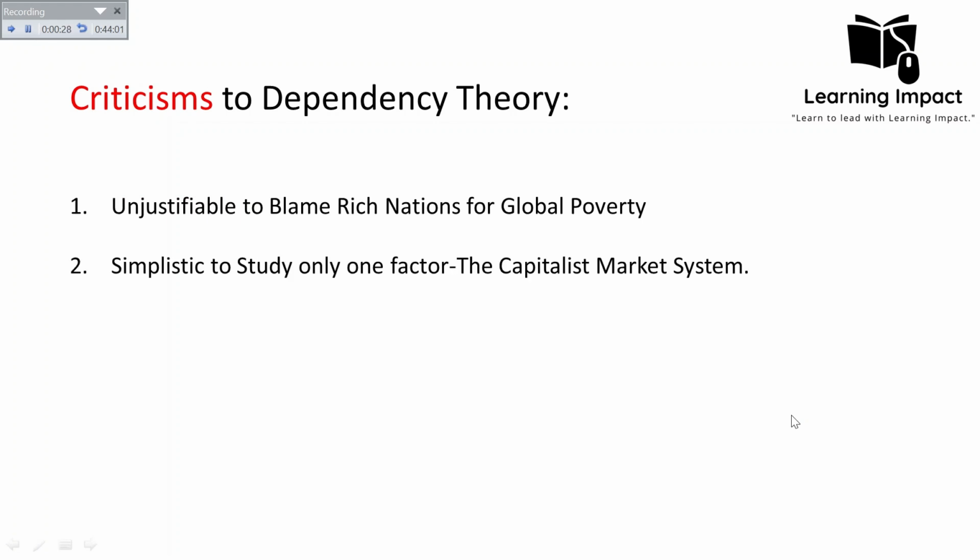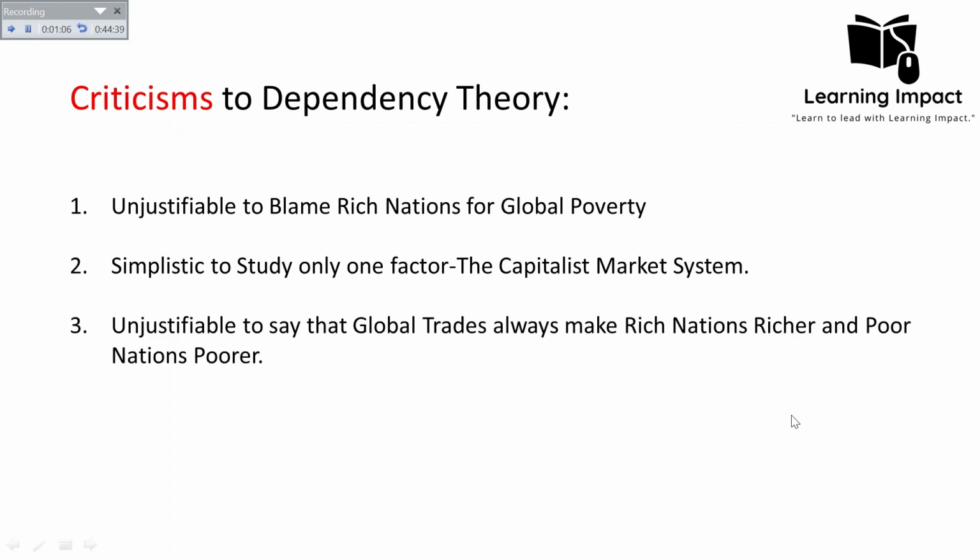And the second thing, it is simplistic to study only one factor. The dependency theorists have only studied the capitalist market system. There are also other factors. For example, if some countries have a military dictatorship, that's why they are poor. There are also other countries with a hardcore Islamic culture, or we can say some other culture, that is strict about traditional ideas. It might be one of the reasons that they are stuck in poverty. So it means the dependency theory gives a very simplistic picture of global poverty.